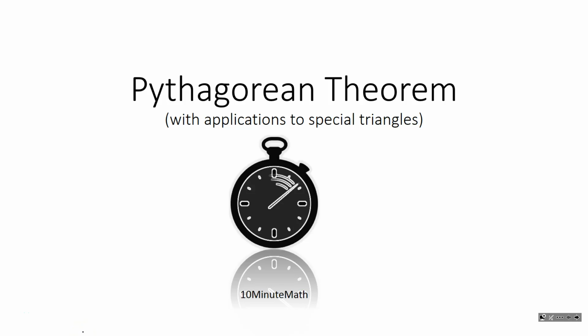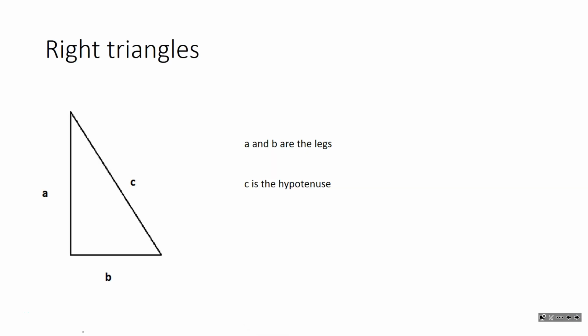The Pythagorean theorem with applications to special triangles. Let's assume that the triangle indicated is a right triangle. That is, this lower left angle is a right or 90-degree angle. Then we say that the two sides that make up the right angle are known as the legs, and the side which is across from the right angle, C, is called the hypotenuse.